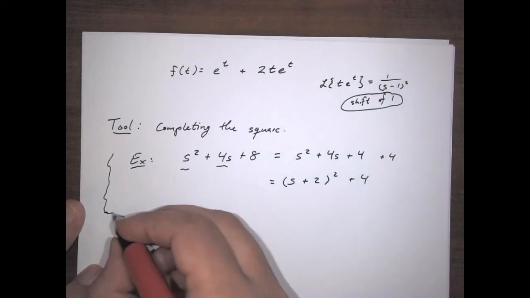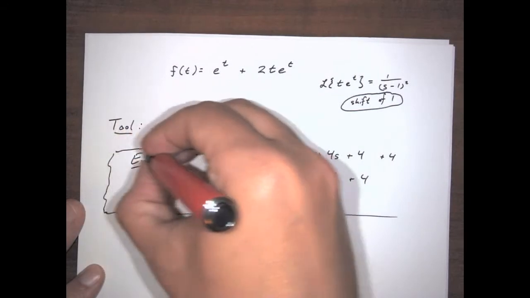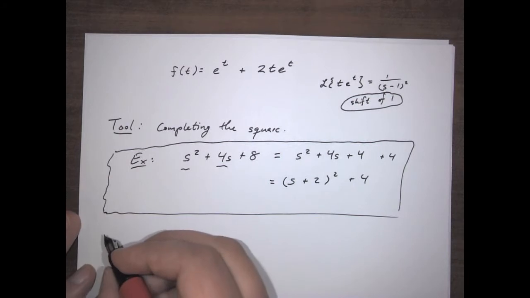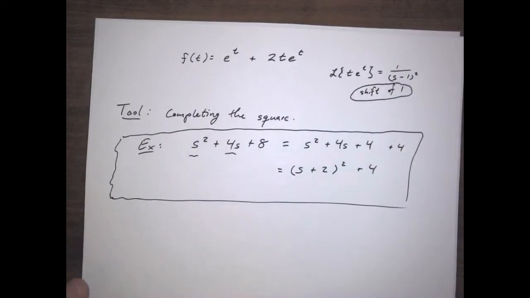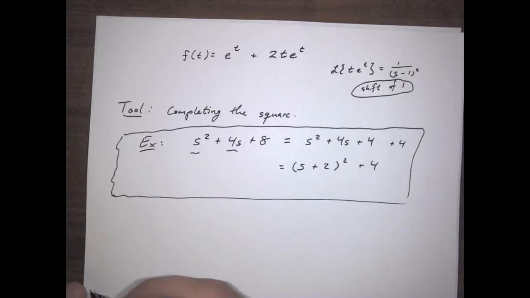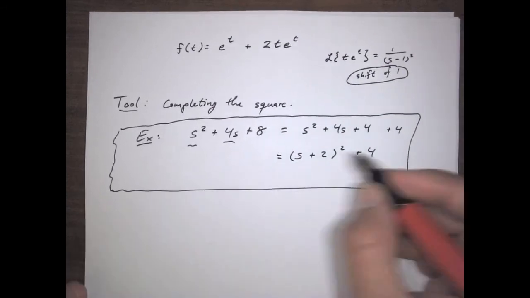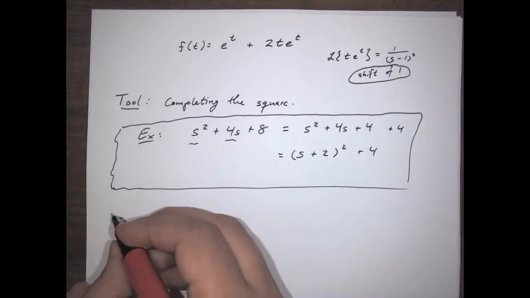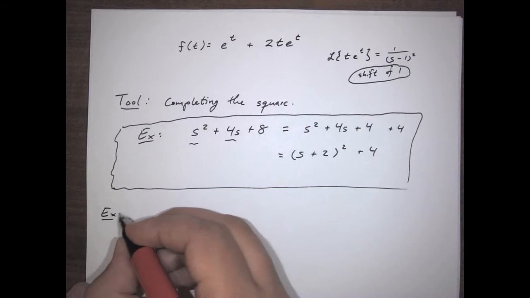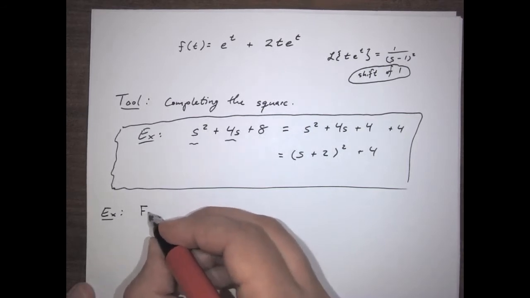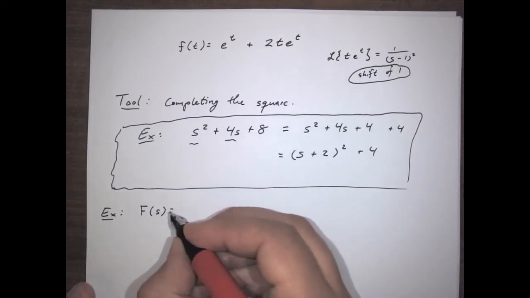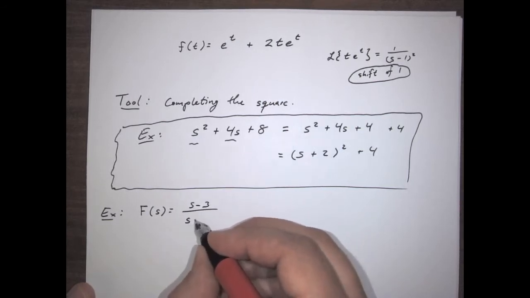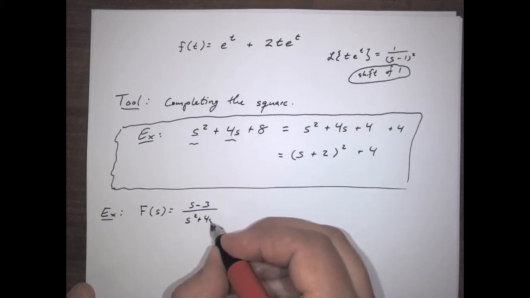If you need extra practice on this, the phrase is completing the square, and it's a thing that has occasionally danced across the curriculum of different algebra classes you might have been in, and it's also something that is done often in integration. So as an example here, let's say what we had was F of s equals s minus 3 divided by s squared plus 4s plus 8.